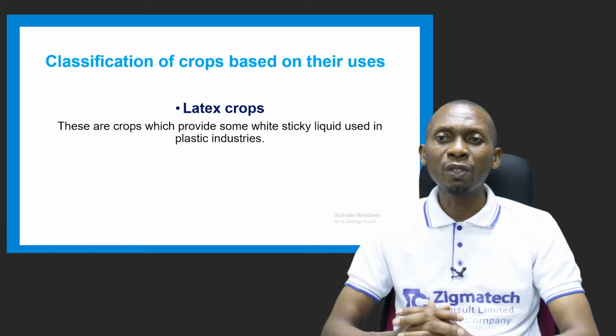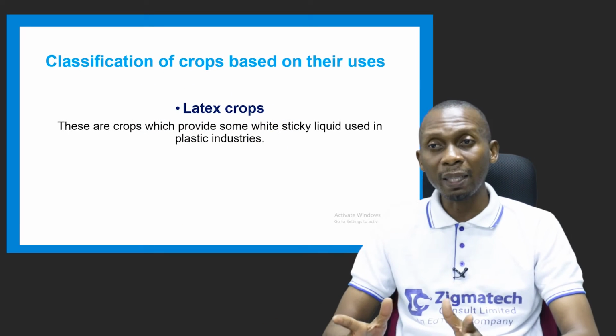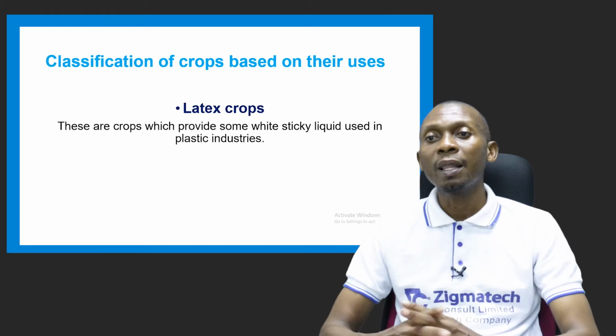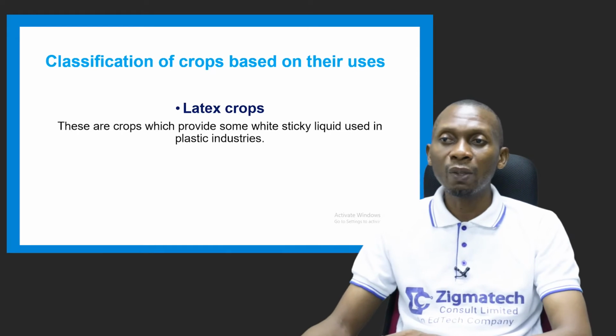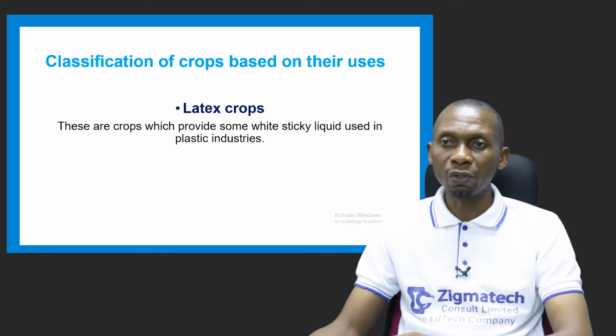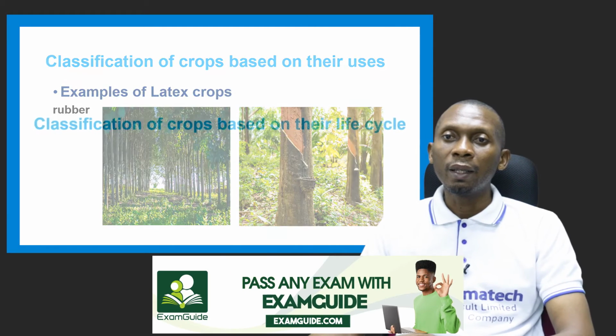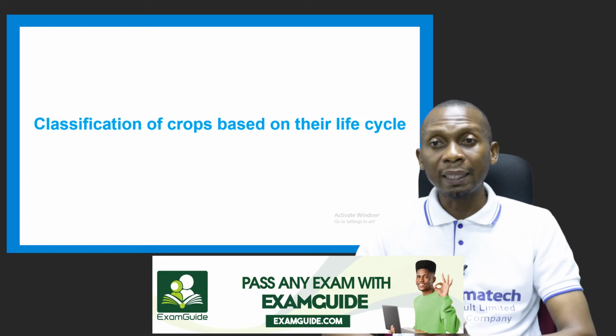Now we also have crops referred to as latex crops. We're talking about classification of crops based on their uses. So we have crops that are called latex crops that help to provide some white sticky liquid used in the plastic industry. So we have rubber, which is a latex crop.